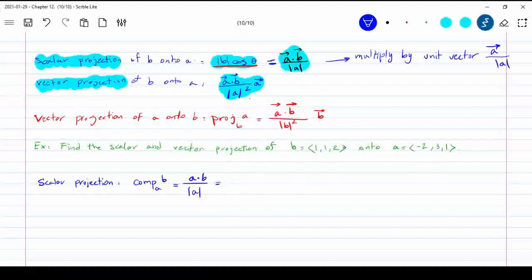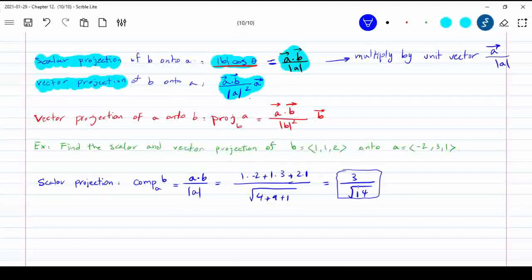A dot B, you can calculate that. It would be 1 times negative 2 plus 1 times 3 plus 2 times 1, divided by magnitude A, which is square root of 4 plus 9 plus 1. Negative 2 and 2 will cancel out, so you'll get 3 divided by square root of 14. This is the scalar projection. This gives you the length of that projection.